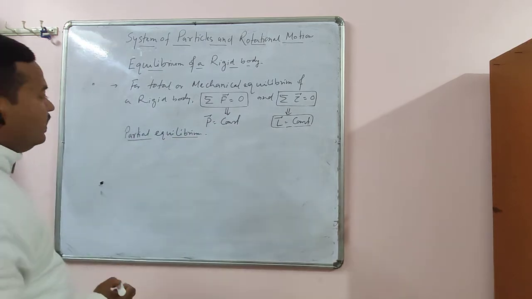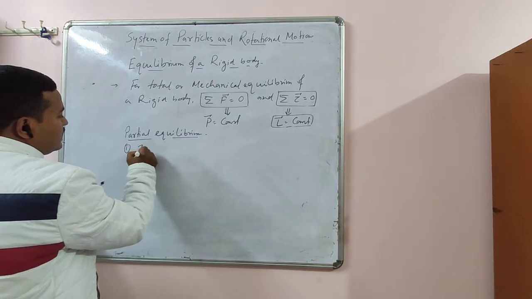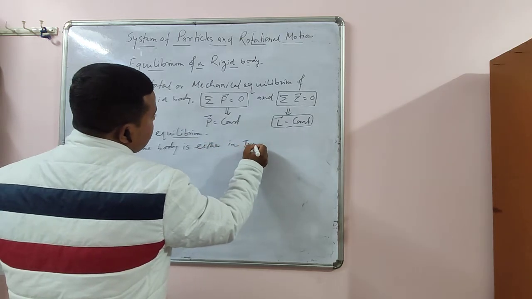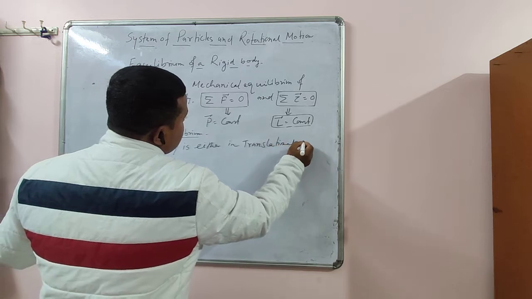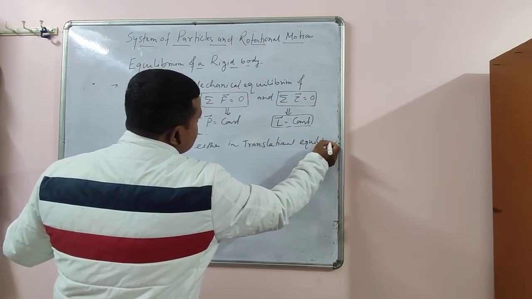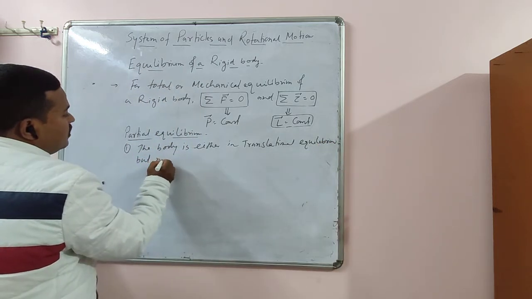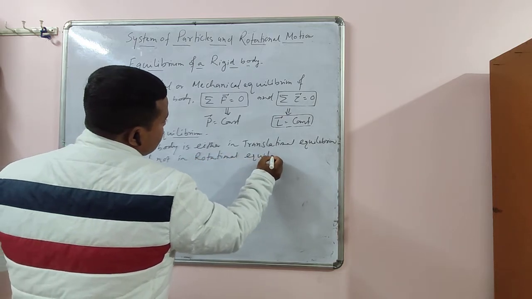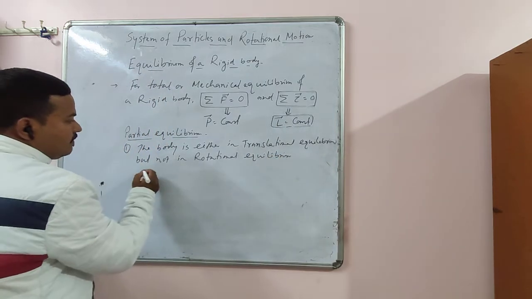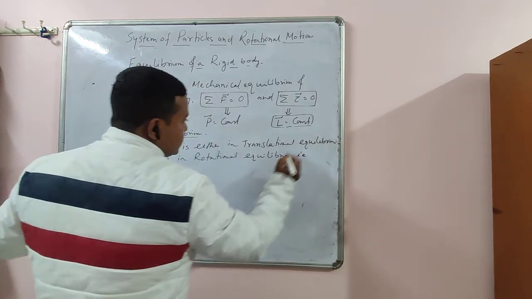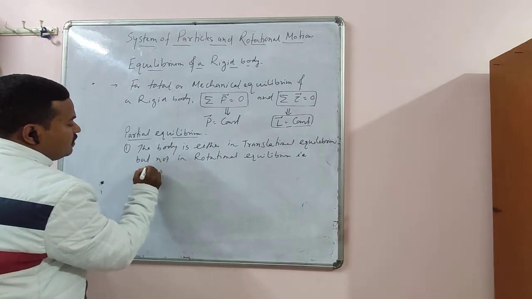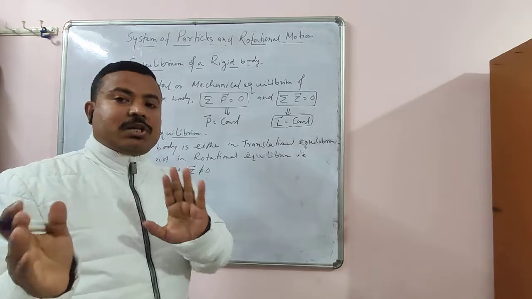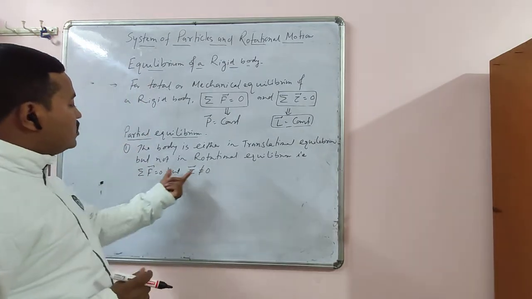Now partial equilibrium means what? Here either the body is in translational equilibrium but not in rotational equilibrium. That is, translational equilibrium means what? Total force is equal to zero but total torque is not equal to zero. Then the body is called in partial equilibrium. So let me give one example where total force is zero but total torque is not zero.